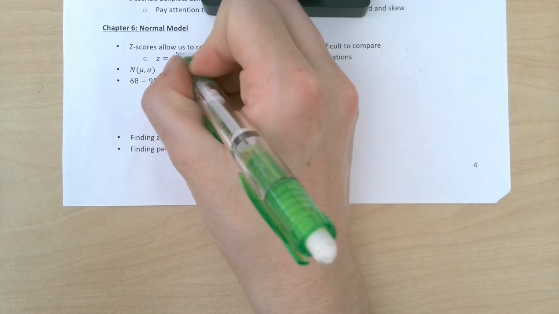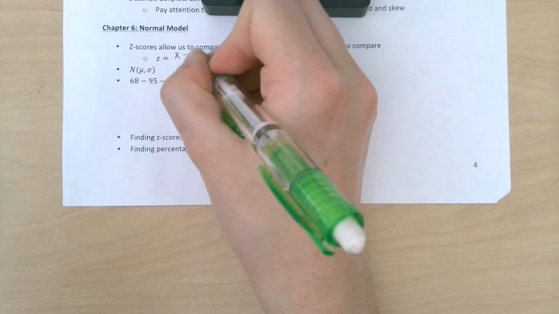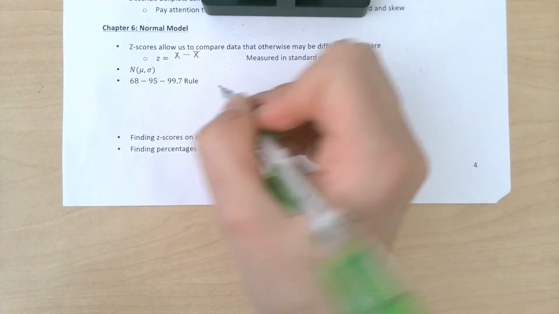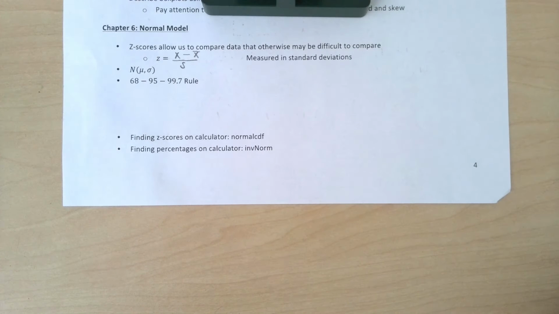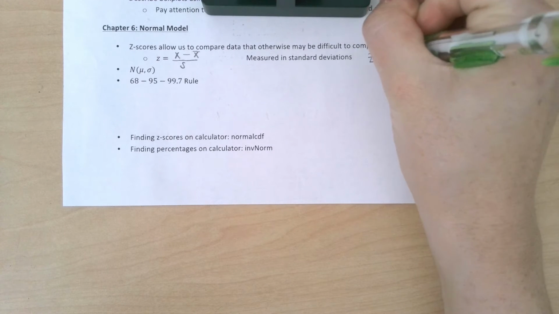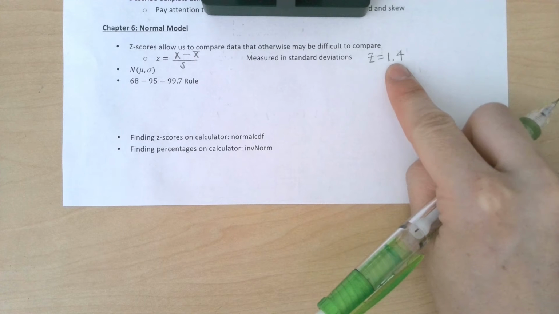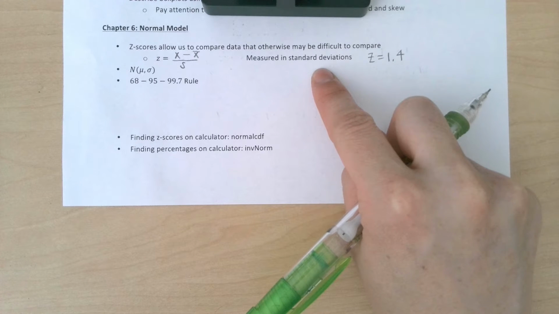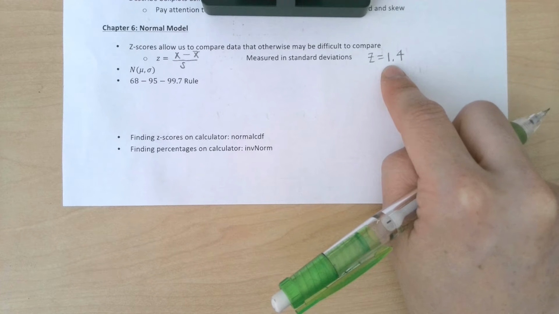So I would write that as x, that's my individual. I'm subtracting the average, you could call that x bar or mu, and then we'll divide by the standard deviation, which I'm just going to call s. Remember that a z-score is always measured in standard deviations, so if I get a z-score of, let's say, 1.4, this means that I am 1.4 standard deviations above average. I know it's above because it's positive.